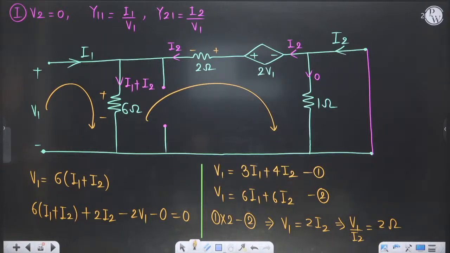3I1 and 3I1 and minus 2I2, or you can go through that also. So 2V1 minus V1, V1, 6 minus 6, 0, 8 minus 6, 2, yes. So V1 by I2 is 2, I2 by V1 is 1 by 2.